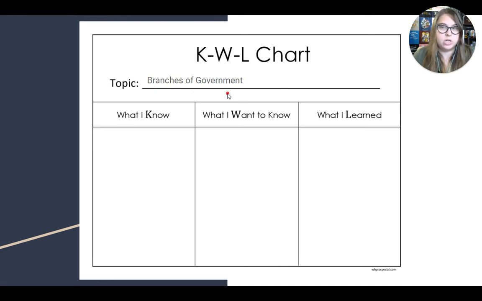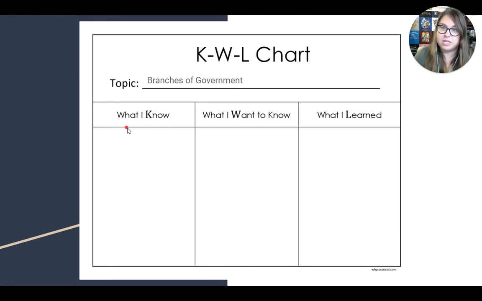This is something that we should all be familiar with, but it can be a little complicated if we're not used to it. So as you're drawing your chart out, what I want you to think about is, what do I know? So what are some things that I've heard before? What are some words that I may know that are associated with the government? Maybe I know some people that are in the government. Those are some things that we want to put down in that what do I know column.